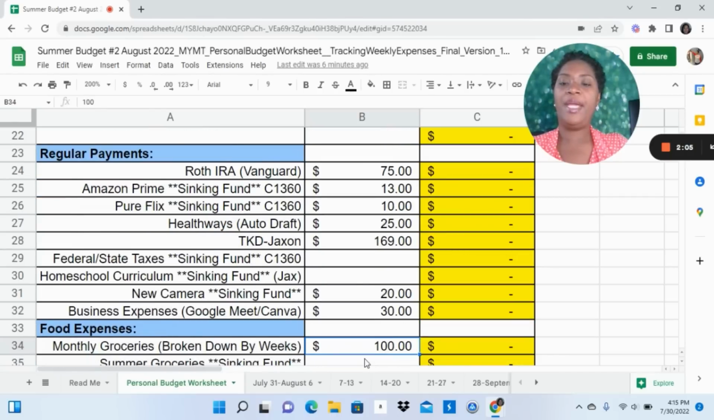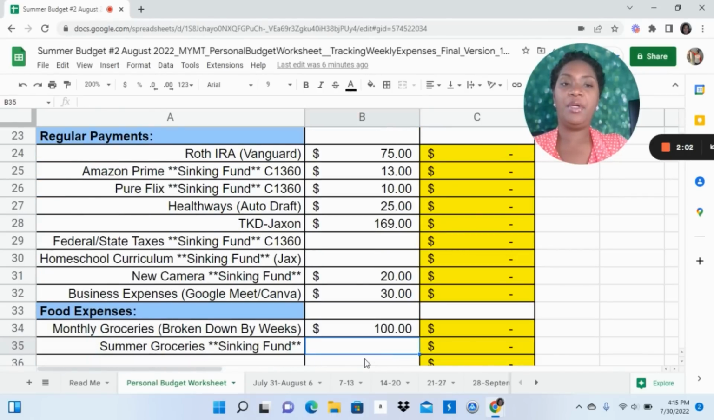Scrolling down for regular payments, Roth IRA, I have $75 that needs to go to that. Amazon Prime is a sinking fund at $13. Now this is saving up for my renewal for Amazon for the next year. My renewal comes due in January. So I always like to have that money saved up so that when it's time for it to come out of my bank, it's already saved.